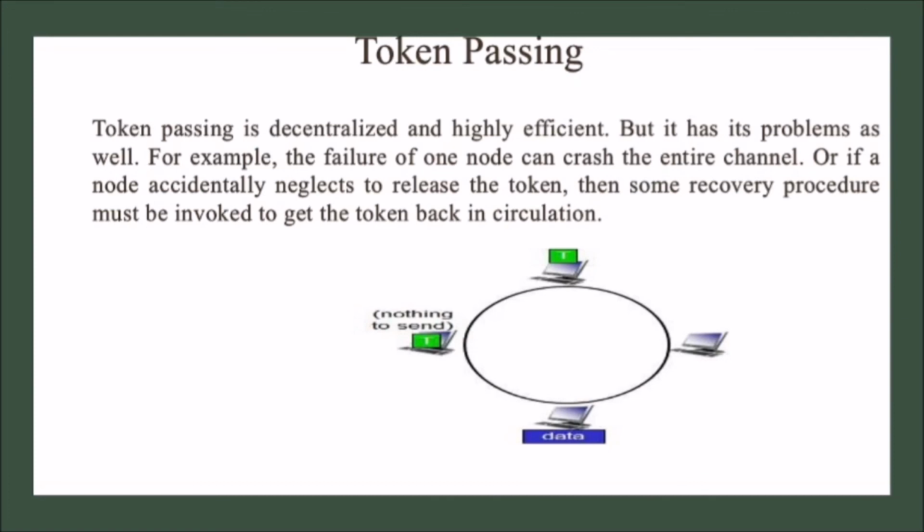So these are the two protocols used in taking turns protocols. The first one is polling and the other one is token passing. In polling, there is one master node, and in token passing, one special purpose frame called a token is present.